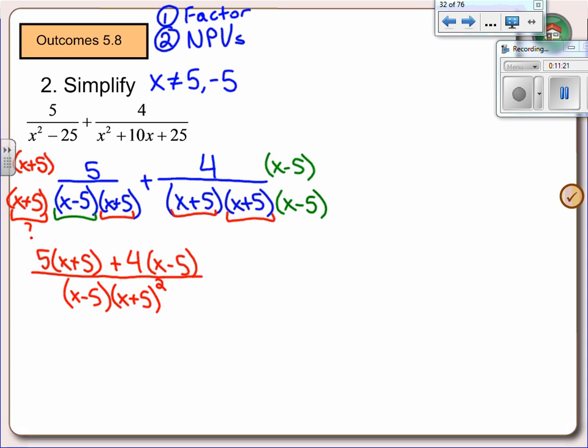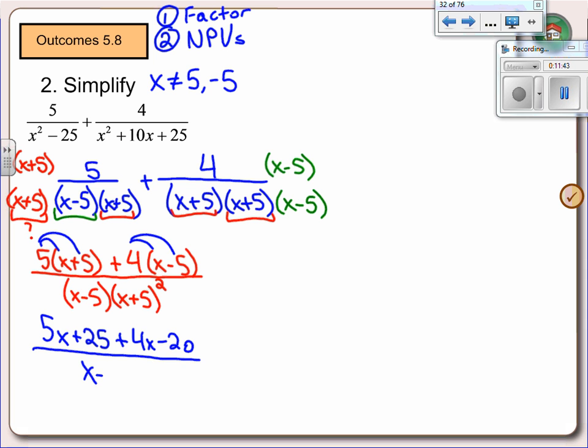Now on the top, we're going to distribute our numbers in so that we get some like terms and we can do some combining. So we have 5x plus 25 plus the 4 comes in, 4x minus 20, all divided by, our denominator is not changing. It's still the same thing.